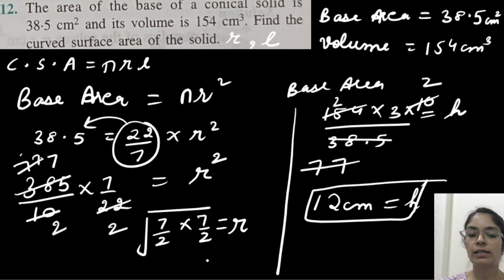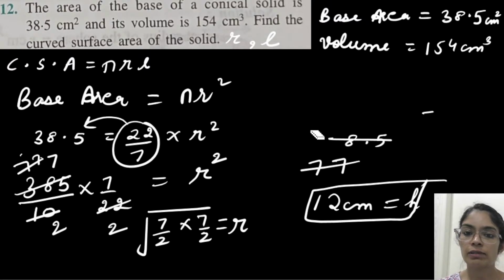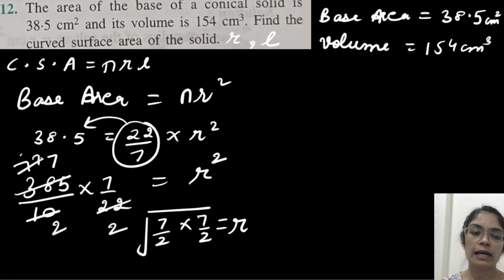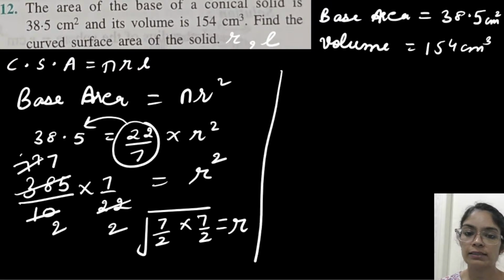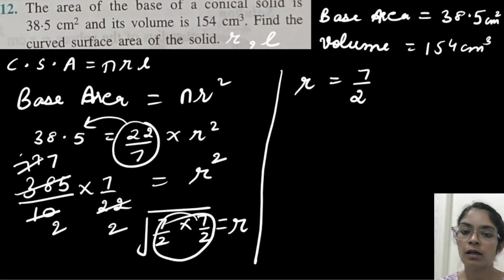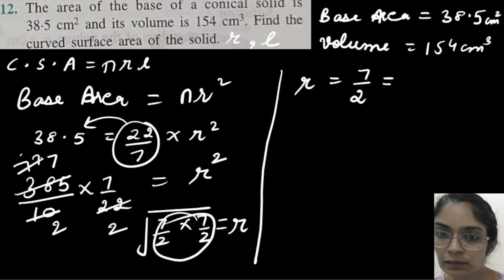So that means what is the value of r we will get? Because in square root, every pair we will take out as a single number. So r's value we will get 7 by 2 because this is one pair. I can simply write 3.5 also. So r's value is equal to 3.5 centimeter. Now r we have found. We have to find L also now.